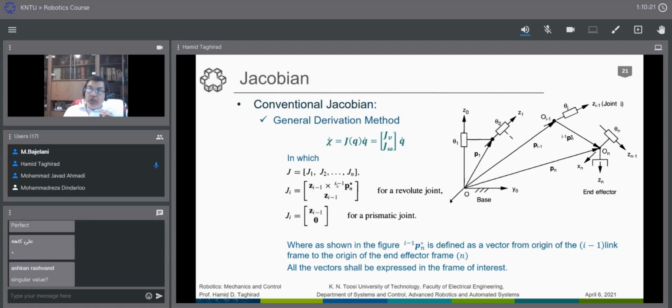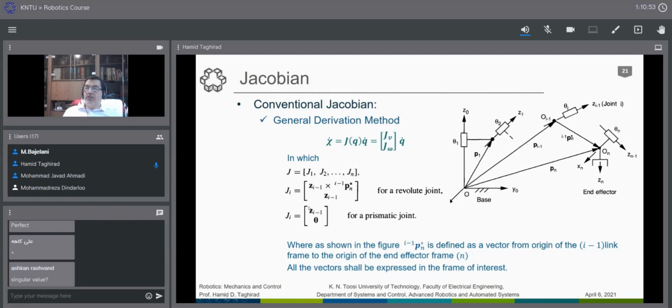Why i minus 1? Because i minus 1 is the axis of rotation of joint i, and the star means not the direct positioning, but the relative positioning. The relative positioning points from here to here. This vector is of our interest. And this is not very hard to find. We can find it easily in many, many cases.